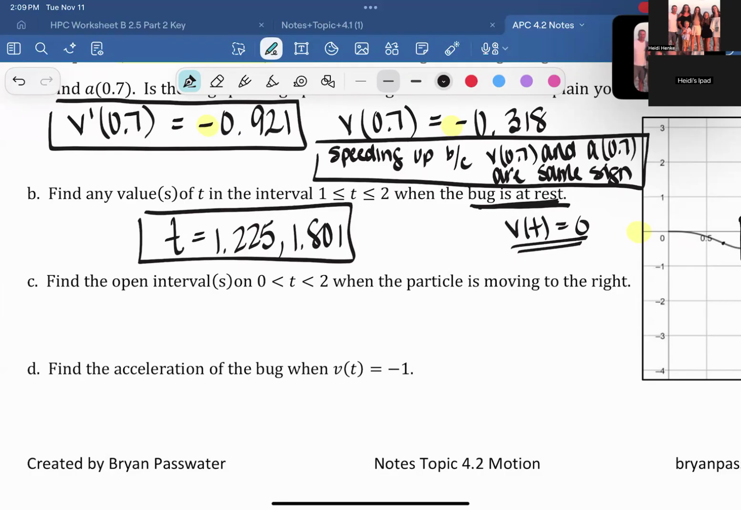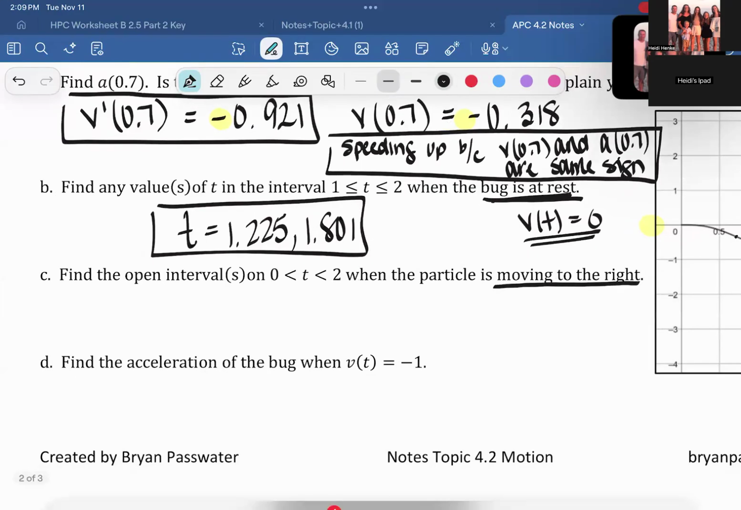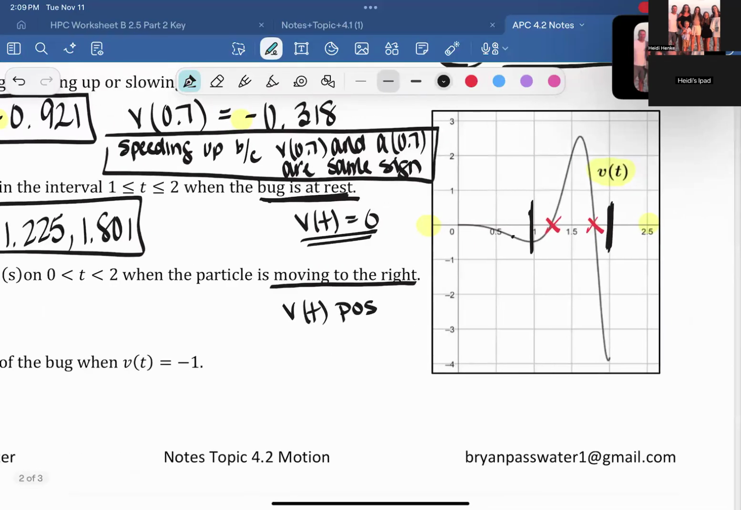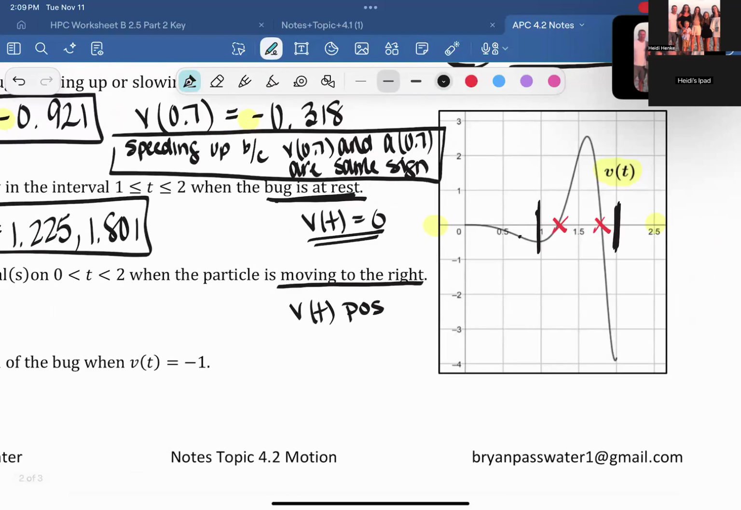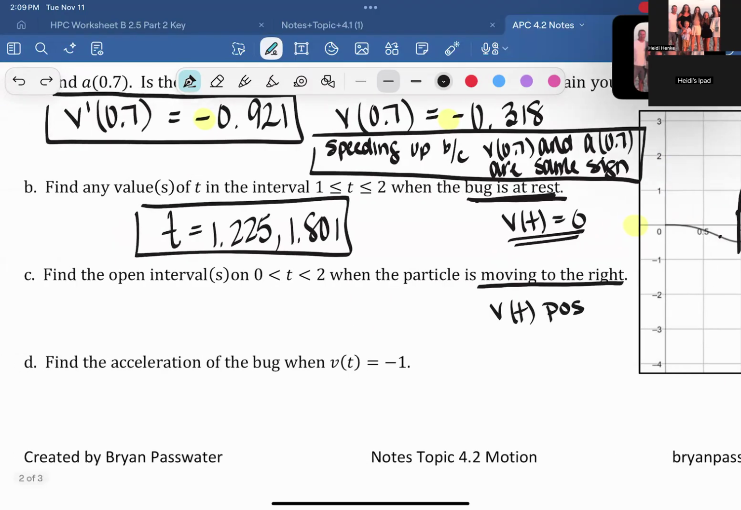All right. Find the open intervals from 0 to 2 when the particle is moving to the right. Moving to the right is where your velocity is positive. This is a graph of velocity. Velocity is positive when it's above the axis and negative when it's below the axis. We're looking for where it's above. You just found those two red points. So your interval is from 1.225 to 1.801.